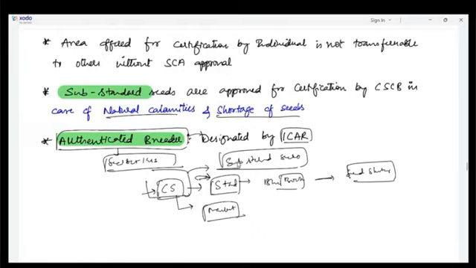Also, the area which is approved for certification for an individual cannot be transferred without the approval of the state certifying agency. It can be transferred only with the approval. This is what it means. Without the approval, without the permission, one cannot transfer the field or area which is under certification from one person to another.